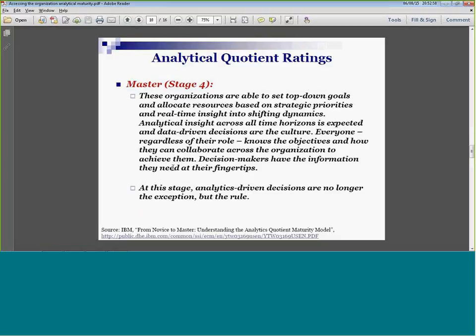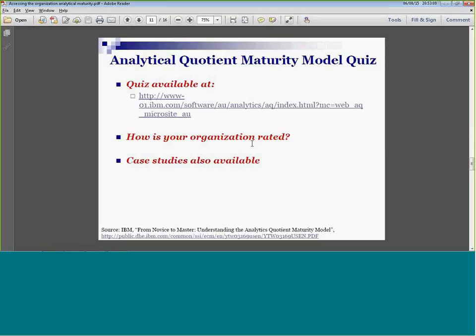And then master. These are the people that really are leveraging. Everyone, regardless of their role, knows the objectives and how they can collaborate. In other words, it's become the norm. Okay, it's the norm. Analytics-driven decisions are no longer the exception, but the rule. So that's the master. It'll be hard to get to that. We talked about the various stages.